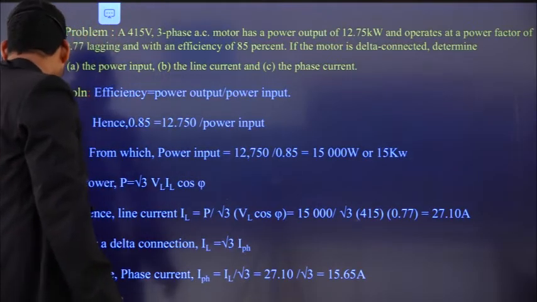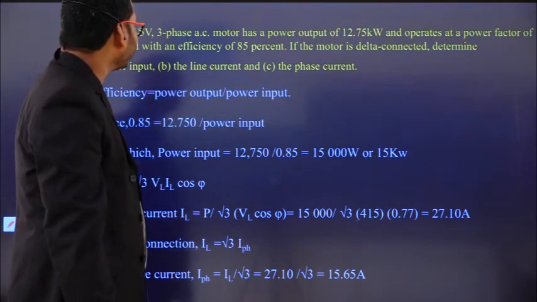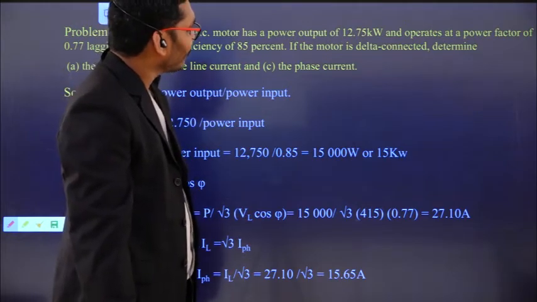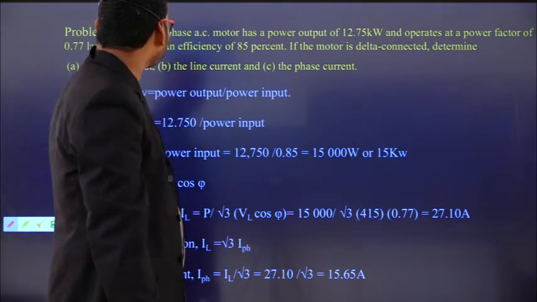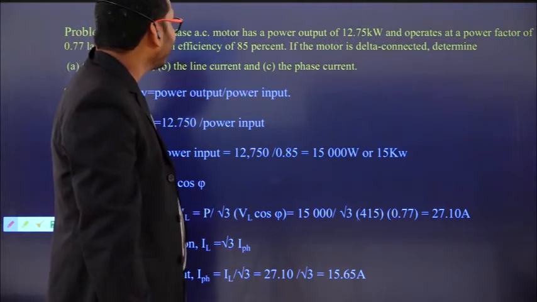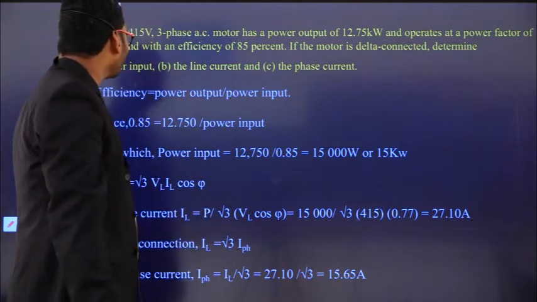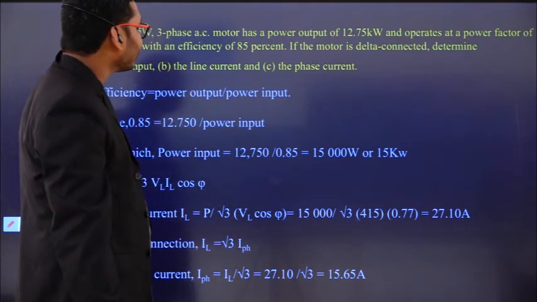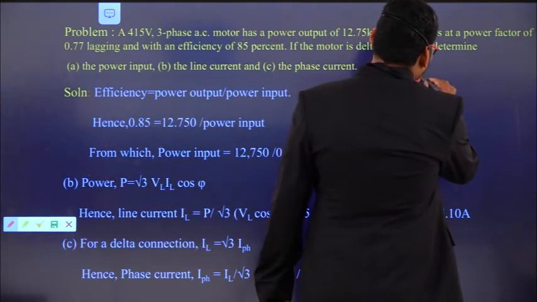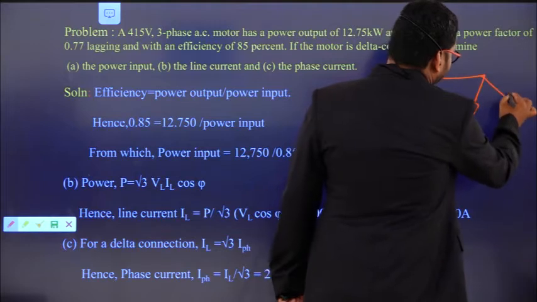So this is problem number 2. A 415 volts 3-phase AC motor has a power output of 12.75 kilowatts and operates at a power factor of 0.77 lagging and with an efficiency of 85%. If the motor is delta connected, determine the power input, the line current and the phase current. Suppose the load is delta connected.